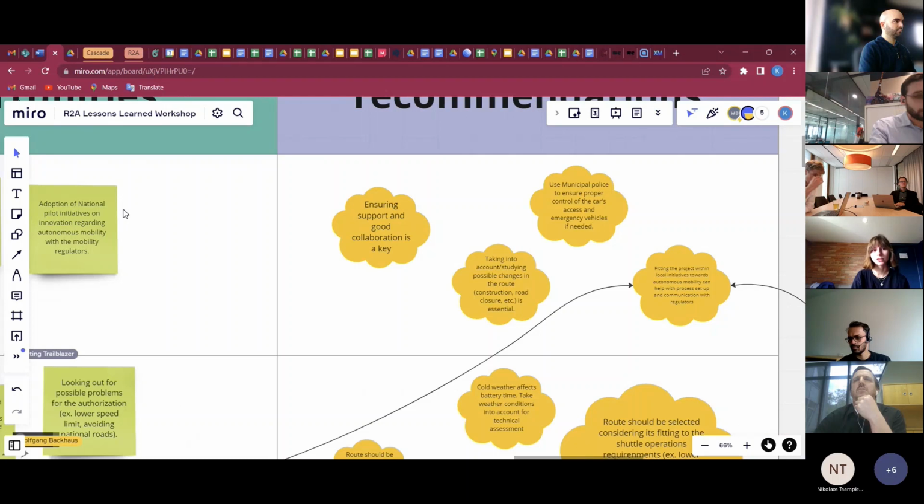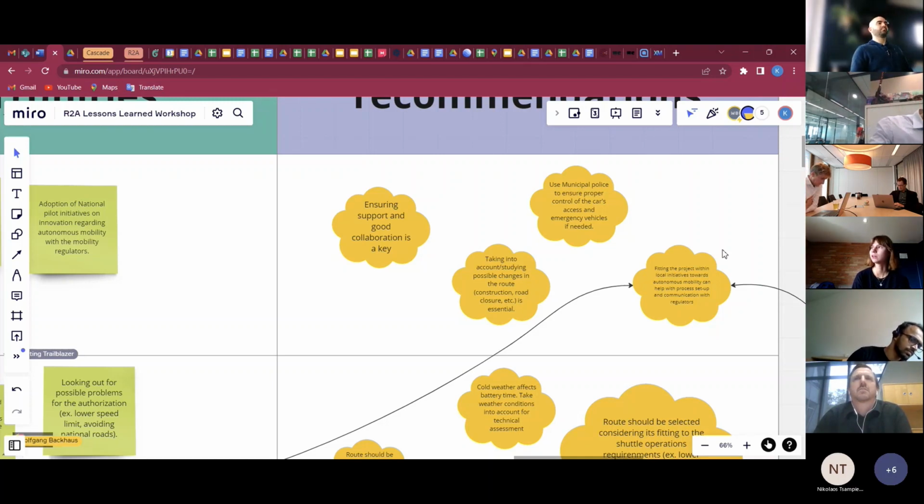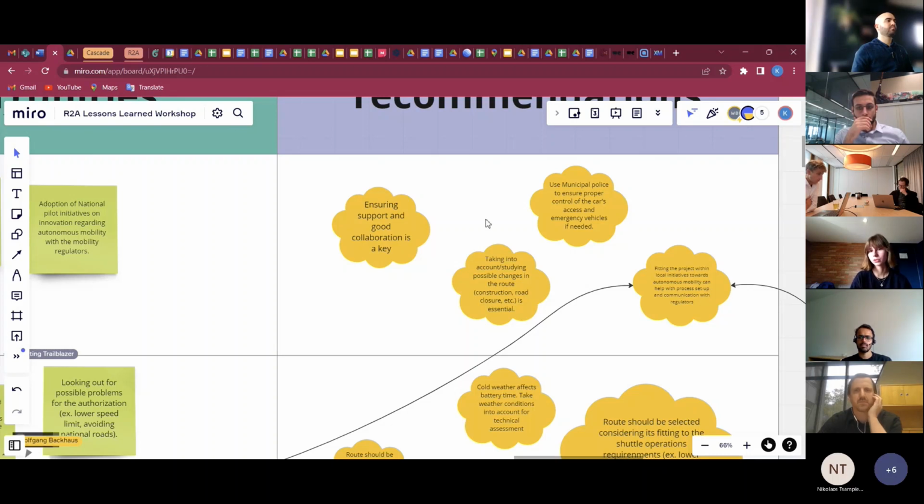This point of adoption of national pilot initiatives also connects to one of the key findings, which is the fact that if the project can be aligned or fitted within local initiatives towards autonomous mobility, or let's say somewhat aligned with the local aims and goals for future mobility, then it's way easier to also involve the stakeholders and start the pilot preparations. So an alignment with local guidelines is a key, and it also ensures good support and collaboration.